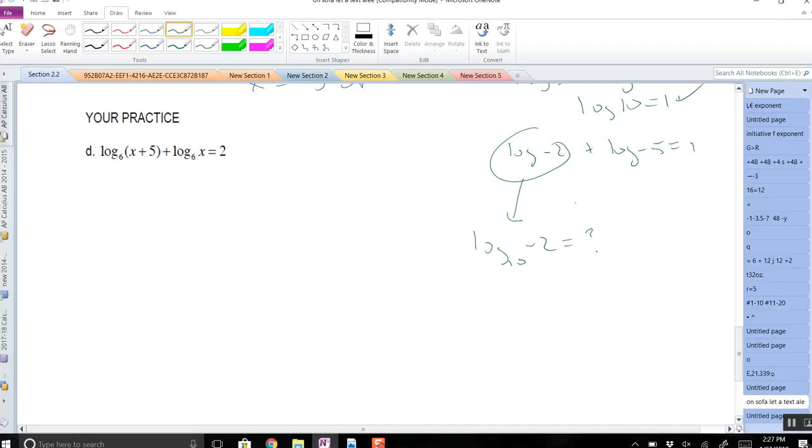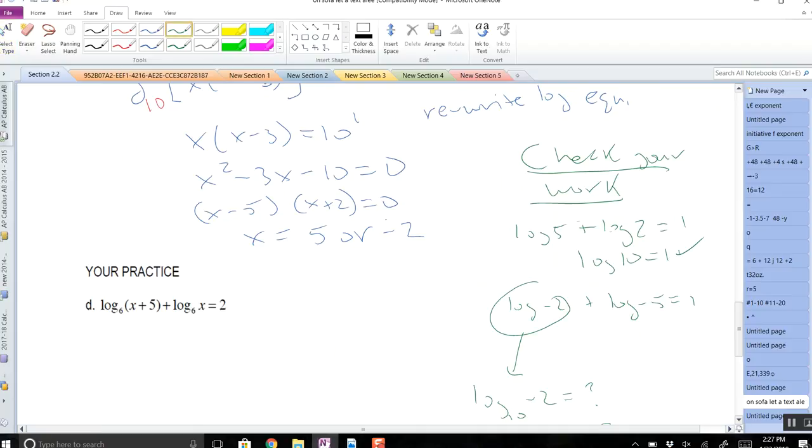Yes, you can multiply these two and get log 10, but the problem is that individually, log base 10 of negative 2 equals something? That's crazy. I can't take 10 and raise it to some power and make it negative 2. You can't take a positive number and multiply it over and over again and make it negative. You multiply positive numbers, they stay positive. So the negative 2 is no good for us.